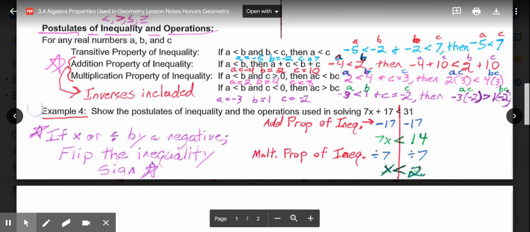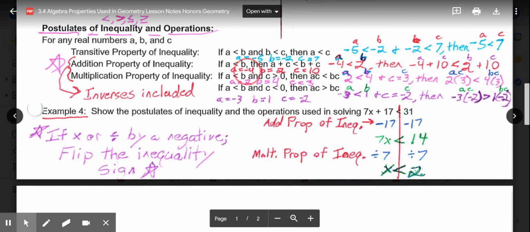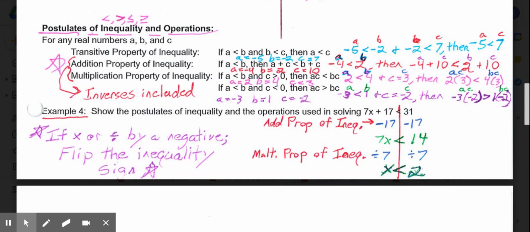And the multiplication property of equality, if A is less than B and C is greater than 0, then AC is less than BC. If A is less than B and C is less than 0, meaning C is a negative number, then AC is greater than BC. So if we're multiplying or dividing by a negative, you're looking at the bottom. If it's multiplying or dividing by a positive, we're looking at the top.